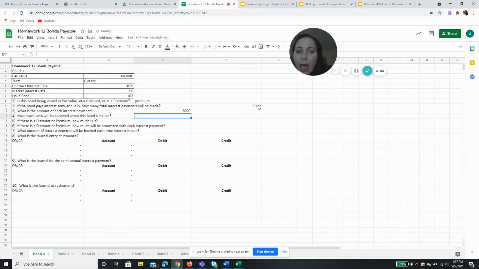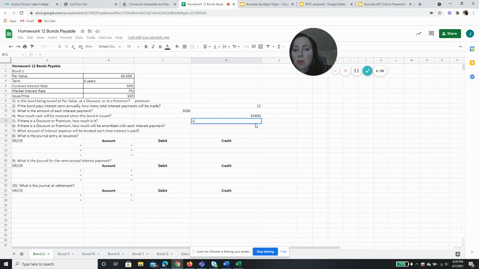Okay. How many total payments are going to be made? That is going to be the term, which is 6 years, times 2, because we pay interest twice a year. So there will be 12 semi-annual interest payments. How much cash will be received when this bond is issued? That's going to be par value times the issue price as a percent. So instead of 103, we'll say 1.03. So we'll receive $61,800.